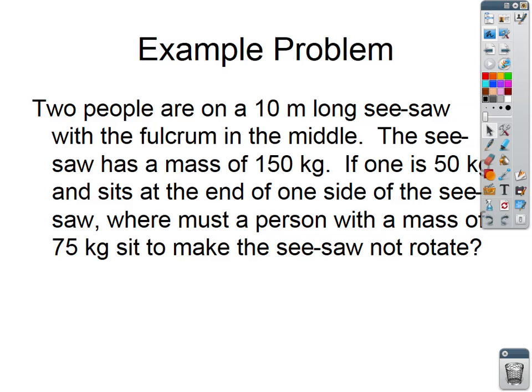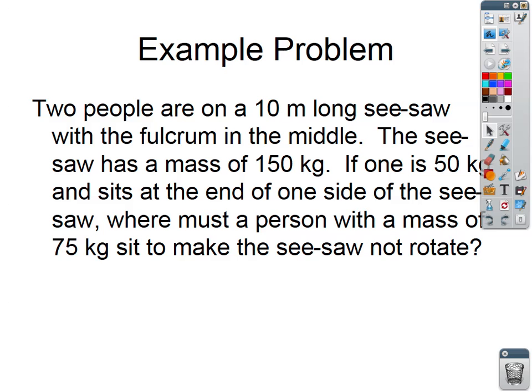So we have the length of the seesaw, 10 meters. We have the mass of the seesaw. We'll bring that in. The seesaw could try to rotate on its own depending on where the fulcrum is. The fulcrum, though, is in the middle. If one is 50 kilograms and sits at the end of the seesaw, where must a person with a mass of 75 kilograms sit?